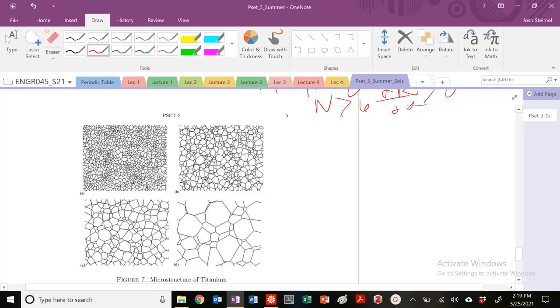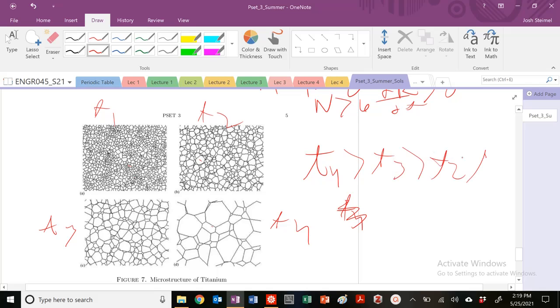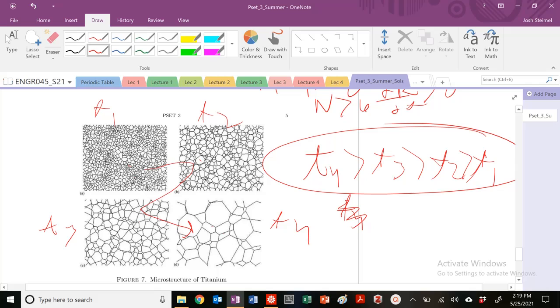So we're seeing that the grains are kind of growing here. So I'm going to solve this: time 1, time 2, time 3, time 4. So time 4, let me kind of write this a little bit nicer. Time 4 is greater than time 3, is greater than time 2, which is greater than time 1. So we're increasing in time as we go from here, here, and then here. Because if you look at it, our average grain size is growing.